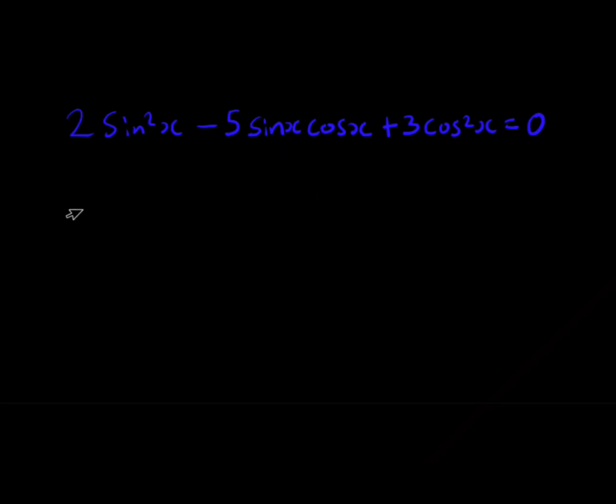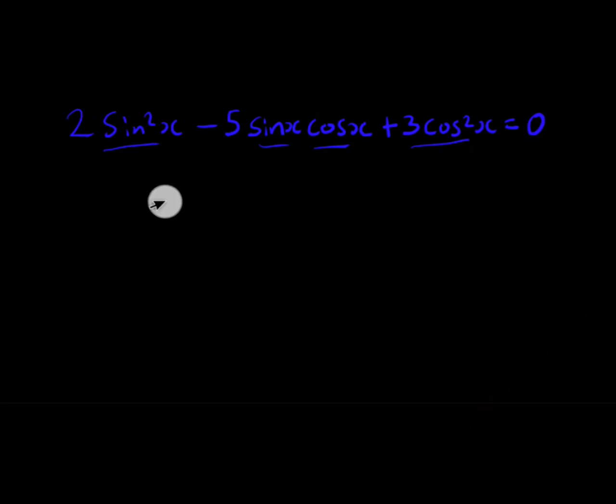So let's talk about the first method. Whenever you see sine squared, sine cos, and then cos squared, notice that we have three terms, 1, 2, 3, and there is no common factor, so we can't factorize. Whenever you see this pattern, all you have to do is divide everything by cos squared.